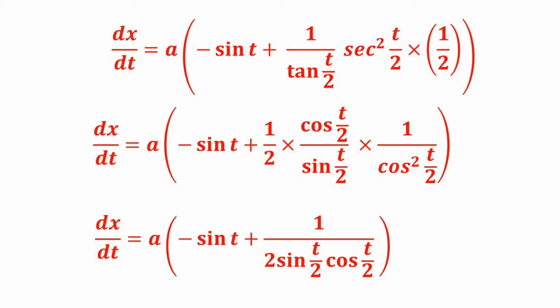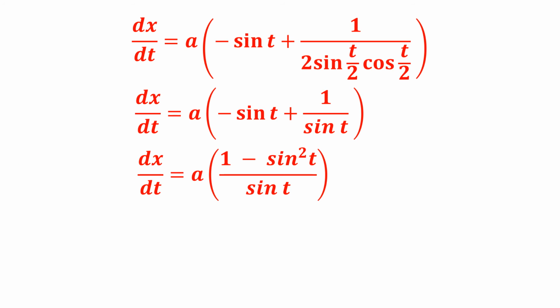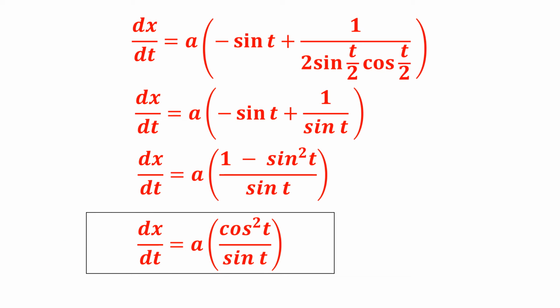It resembles the multiple angle formula for sin 2 theta, that is sin 2t equals 2 sin t cos t, but this is 2 sin t by 2 and cos t by 2. It will be simply sin t. Therefore, you got dx by dt as a into minus sin t plus 1 by sin t. Take LCM as sin t, the numerator will become 1 minus sin square. You know 1 minus sin square is cos square.